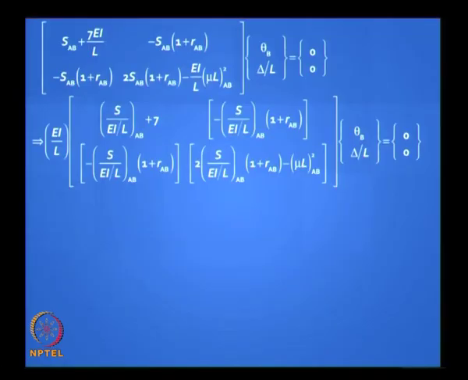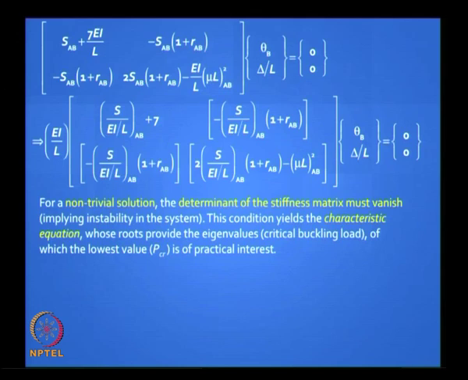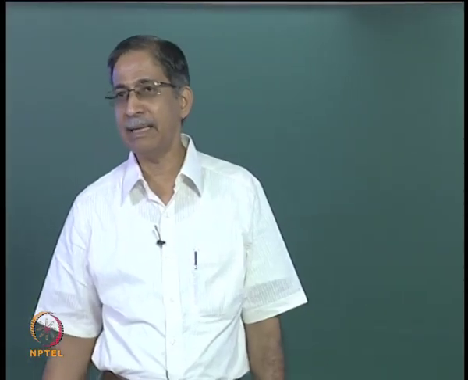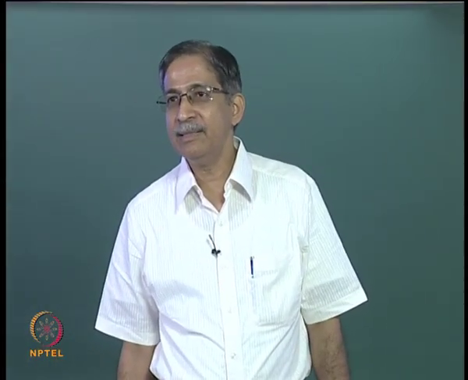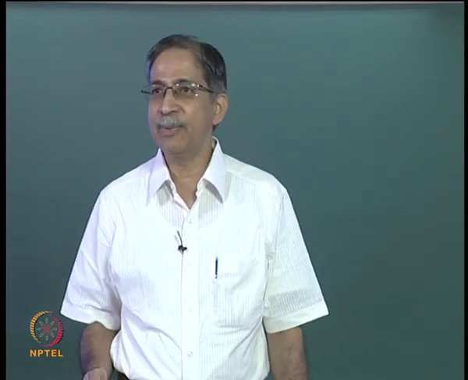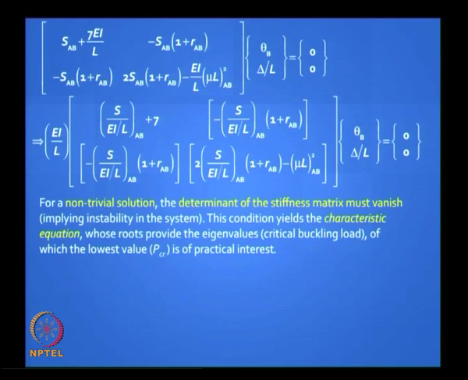So anyway, you can write it in terms of EI by L by dividing everything by EI by L. For a non-trivial solution, the determinant of the stiffness matrix must vanish. Remember, that's when there is no flexural stiffness left in that structure, it's going to just go on yielding, go on buckling. So this gives you instability, and this condition gives you the characteristic equation, and the lowest eigenvalue of that is what we look for.